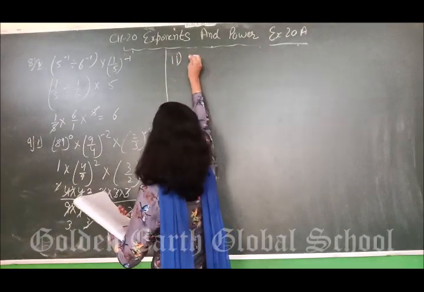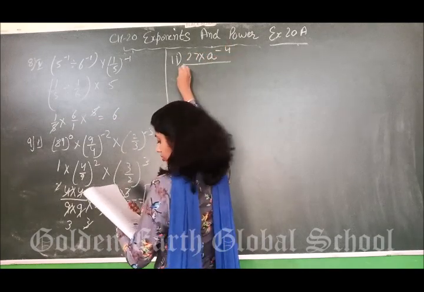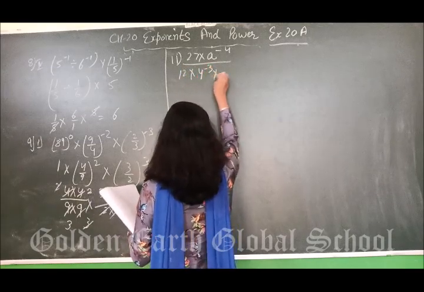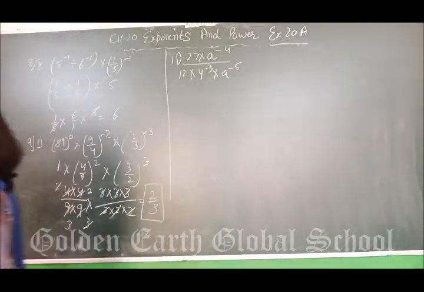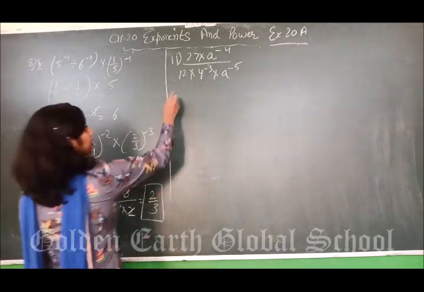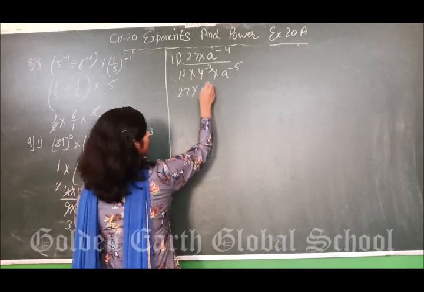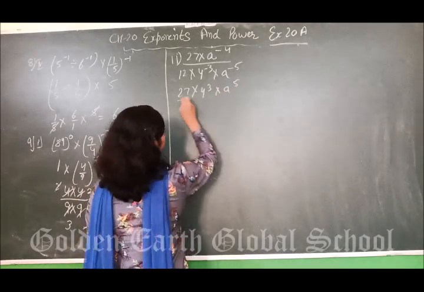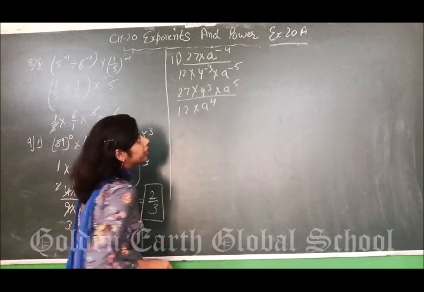27 into e raised to power minus 4, 12 into 4 raised to power minus 3, e raised to power minus 5. First step is to convert the negative powers to positive powers. 4 is in the denominator, it will shift to the numerator with positive power. Again a raised to power 5. 12 the same, a raised to power minus 4 will shift to the denominator.